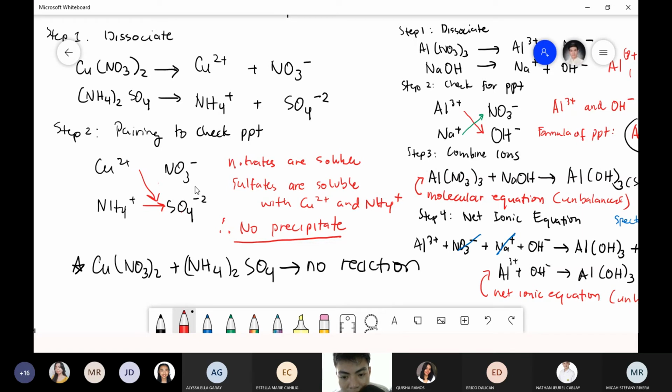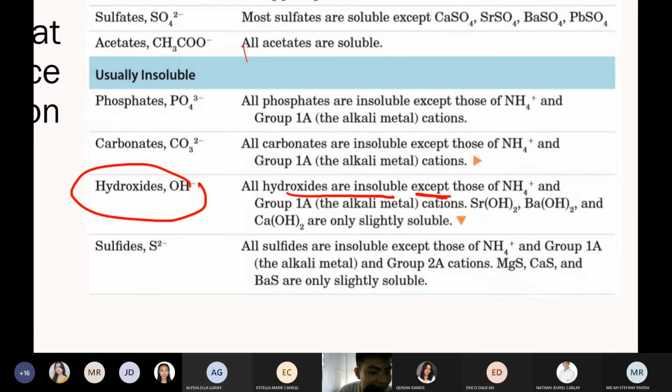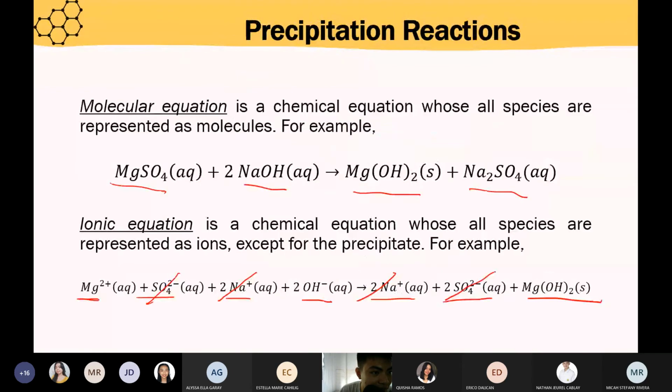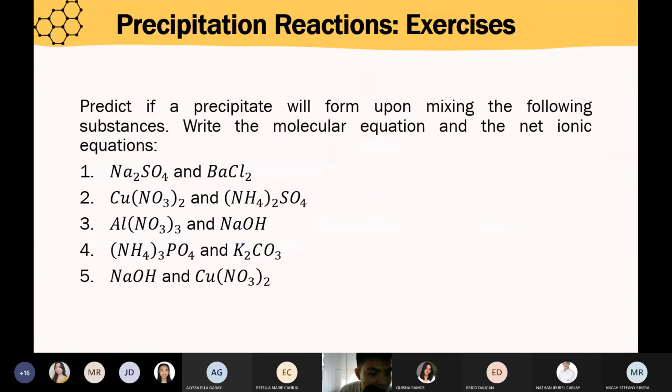Wala po kasi precipitate yung number 4. Let me check. Tignan natin. Si number 4 ay, yes, wala siyang precipitate. Because potassium is a group 1 element and it is always soluble. Ammonium as well, it is always soluble. Okay, so yeah, no precipitate.